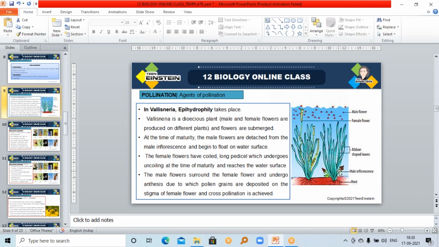And in the diagram, you can see the male flower and female flower. This is the male flower, and here this is the yellow color, that is the female flower. The male inflorescence means a group of flowers. So as it matures, the male flower will get separated from the inflorescence, and after detaching, these flowers float on the water surface. You can see red color dots here. These are the detached male flowers which are floating on the water surface.